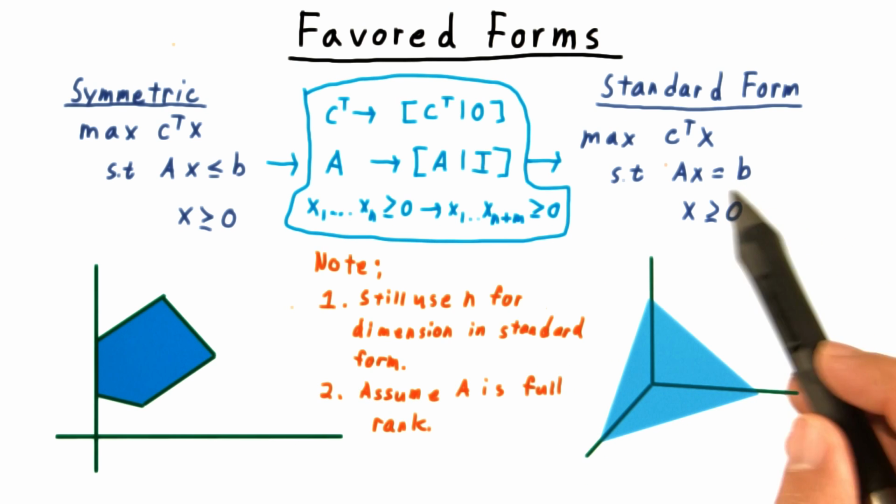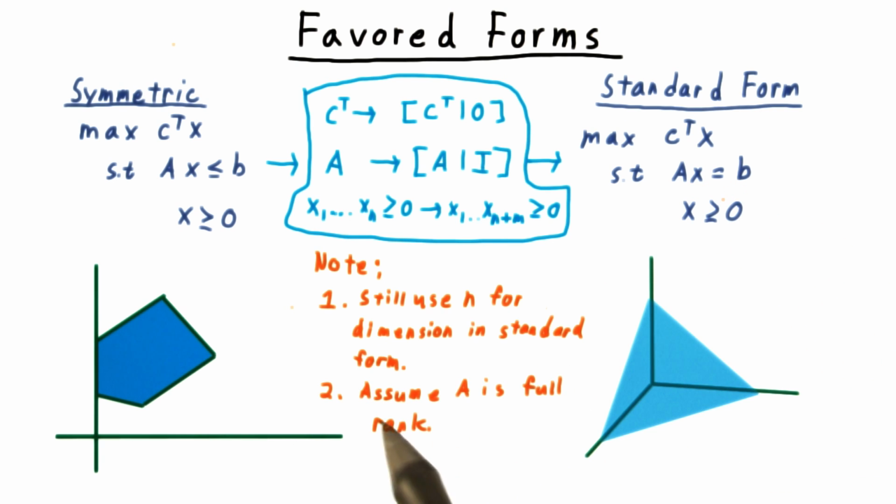One other thing to note about this equality form is that we can assume that A is full rank, or has rank m, where m is the number of rows. That is to say, the rows should be linearly independent. If the rows aren't linearly independent, then there are two possibilities. One is that the constraints are inconsistent, meaning that there is no solution. The other possibility is that the constraints are redundant, meaning that some of them can be eliminated. So from now on, we'll just assume that A has full rank.